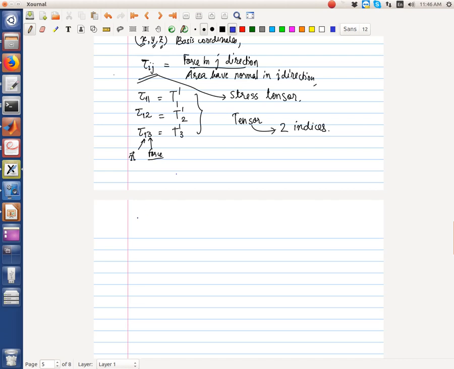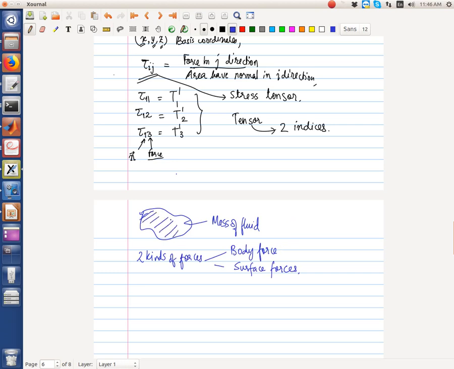So before we proceed, if we consider a given mass of fluid, or any object for that matter, we can have two kinds of forces. The first one is body force, the second one is surface force. Body forces act throughout the bulk of the body, while surface forces are acting only on the areal element of the body.